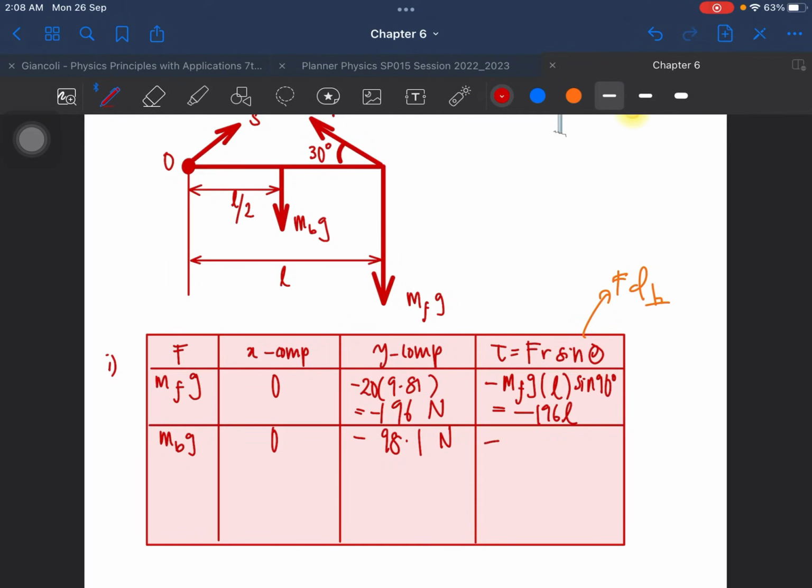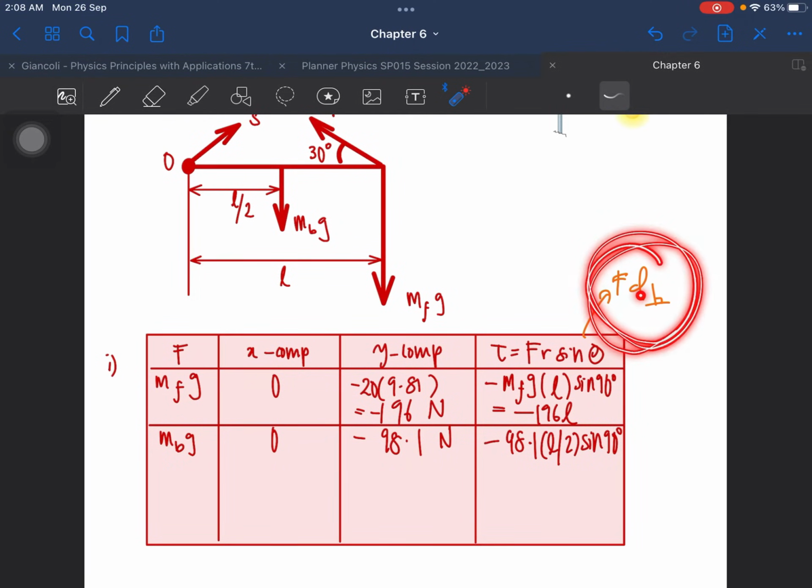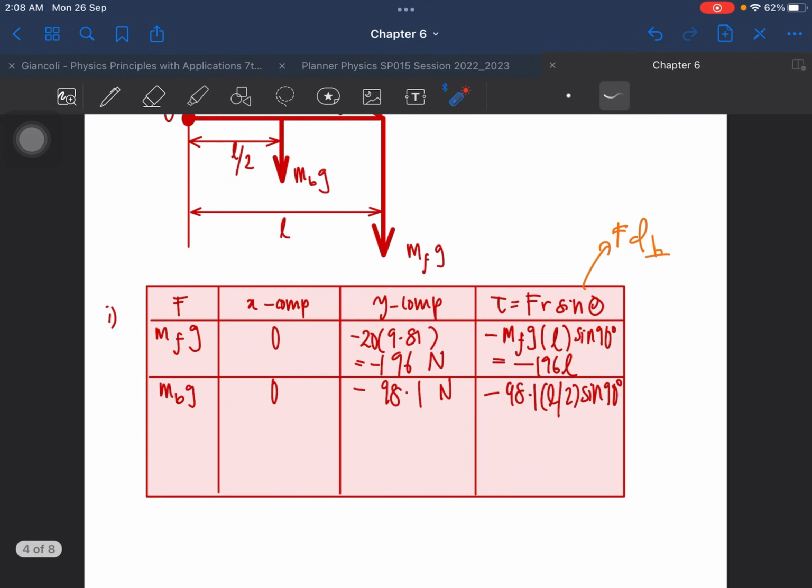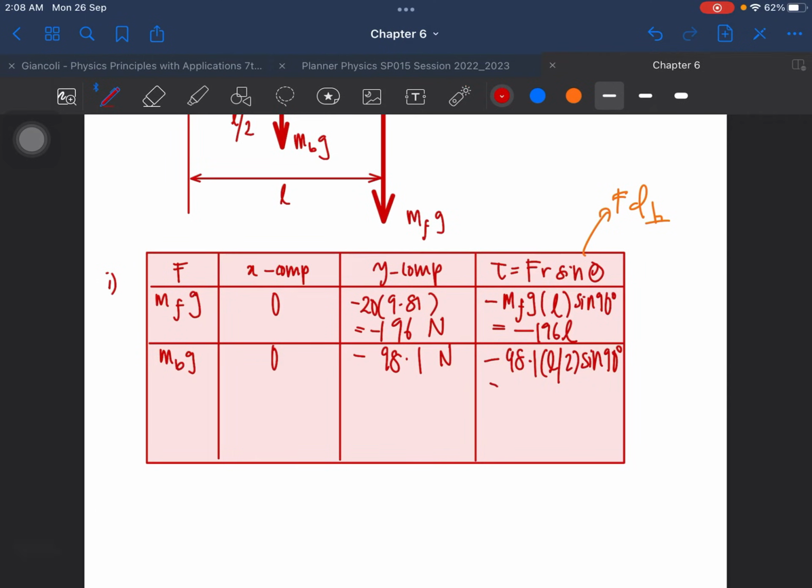So sekarang ni kita akan dapat negative di sini. So negative 98.1, negative the force, and then times it with the distance r, which is this one, L over 2, and then sine 90 degree. Sebab the angle is 90 degree. Actually, ini pun boleh because kita sudah ada the perpendicular distance. The distance perpendicular is this one. So sepatutnya macam ni je pun boleh lah tulis dia ialah angle. Okay, so yang ini kamu akan dapat negative 49.1 L.